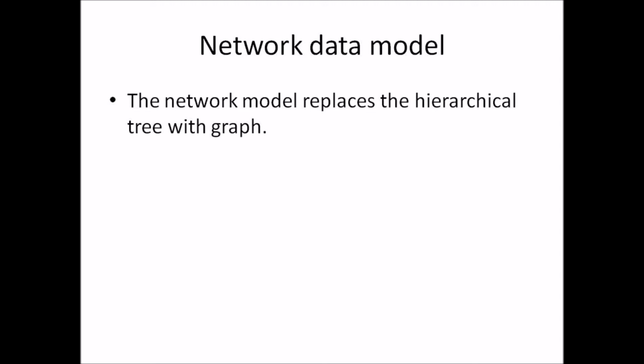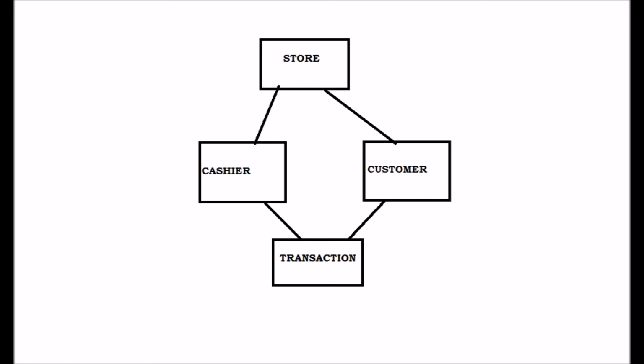Let's see an example. Consider an example of a store. In a store there are cashiers and customers involved. Cashiers and customers perform transactions. So I can say that the transaction depends on the records of both the cashier as well as the customer. So this can be considered as an example for the network data model.